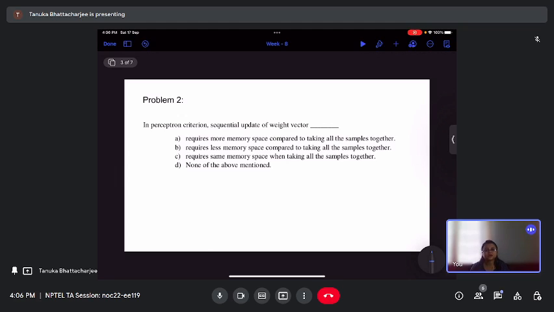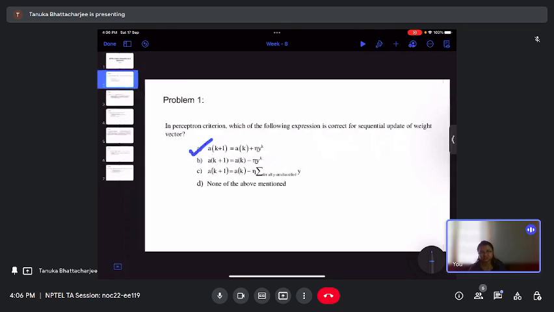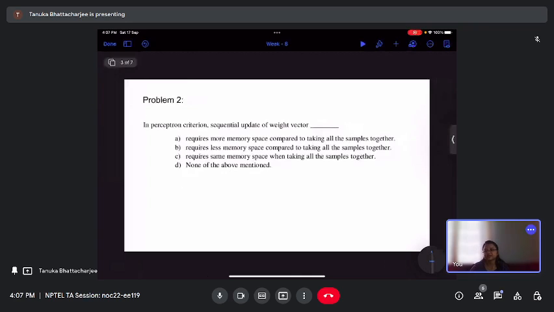Sequential update of weight vector means at each iteration you are taking one feature vector from your training data set, checking whether it is correctly classified or not, and correspondingly updating your weight vector or your solution. So you are not taking all samples together. When you consider all samples together, you have to take the summation over y_k for all y which are misclassified. But here you are not doing that, you are just considering one sample at a time.